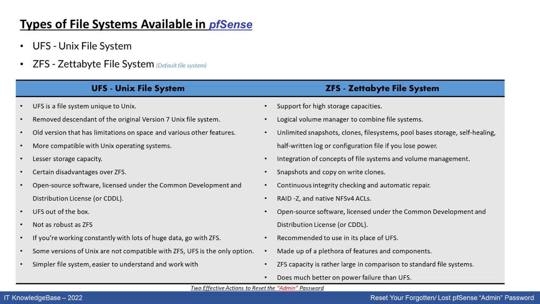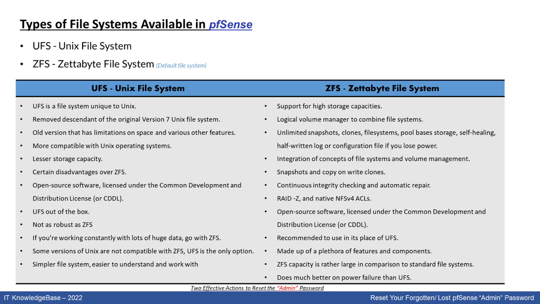Let's talk about some file system concepts. UFS, Unix File System. UFS is a file system unique to Unix. UFS is a descendant of the original version 7 Unix file system. UFS is an old version that has limitations on space and various other features. UFS is more compatible with Unix operating systems. UFS has a lesser storage capacity. UFS has certain disadvantages over ZFS. UFS is open source software licensed under the Common Development and Distribution License, or CDDL.